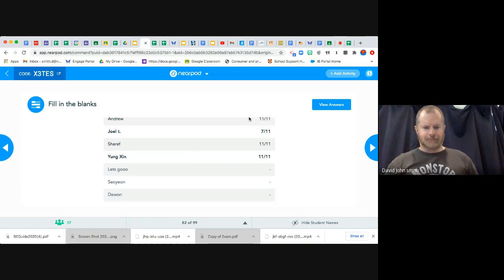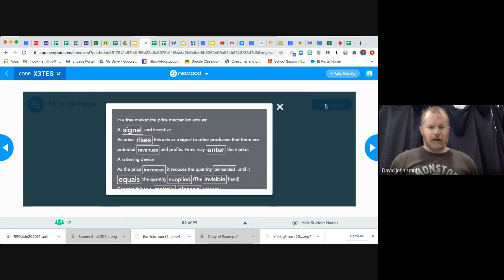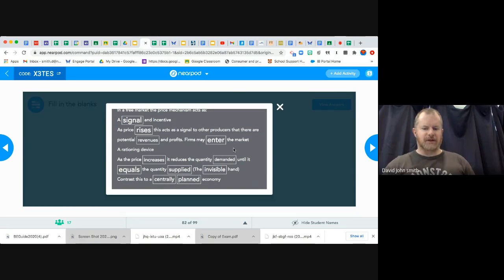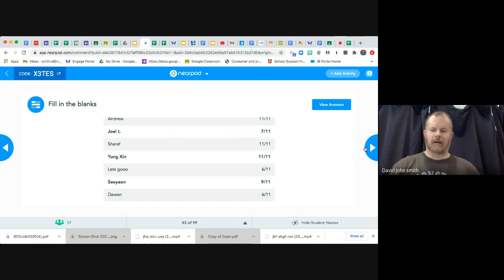Right. In a free market, the price mechanism acts as a signal and an incentive. As price rises, this acts as a signal to other producers that there are potential revenues and profits to be made. This will encourage them, give the incentive to enter the market, and it also acts as a rationing device where the price will increase, reducing the quantity demanded until it equals the quantity supplied. The invisible hand. This is different from a centrally planned or command economy. Good.